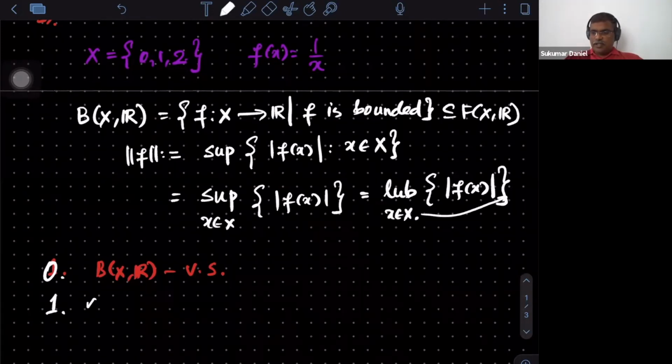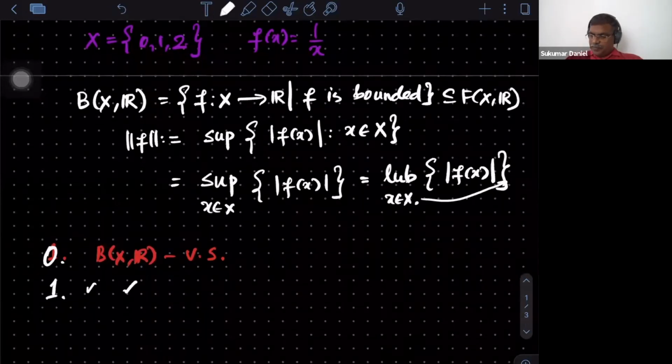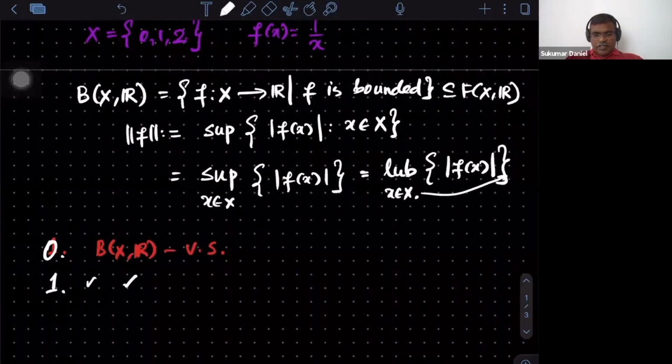So you have to use the LUB property, and maybe you need to use the fact that mod f of x is bigger than or equal to 0. So you will get f of x is less than or equal to 0. And on the other side you will get mod f of x is bigger than or equal to 0, and hence by sandwiching you get mod f of x has to be equal to 0. If mod f of x is 0, then you have to prove that f of x is 0. So that's fine. So you get definiteness also. And for the 0 function, the supremum is 0. The other way also we get it.